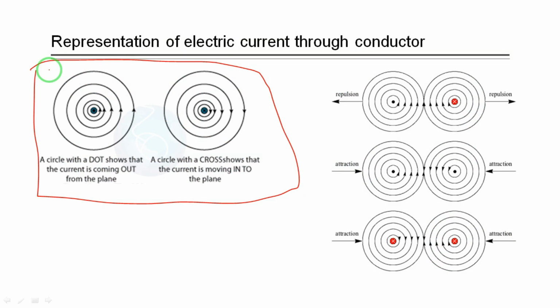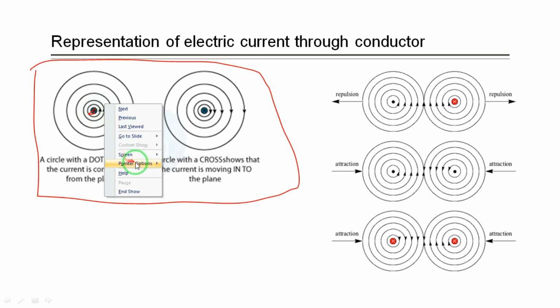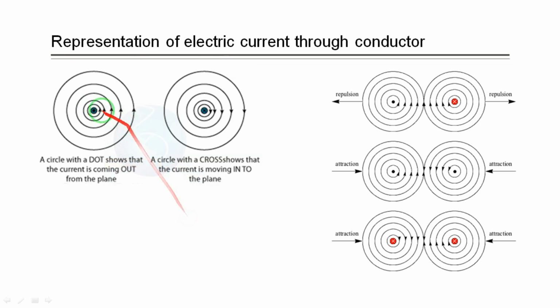Okay, observe the left diagram. There are two conductors. Which one has a current and magnetic field direction? Please observe the left diagram. In this diagram, there is a dot in the center. Dot means current passing towards us.